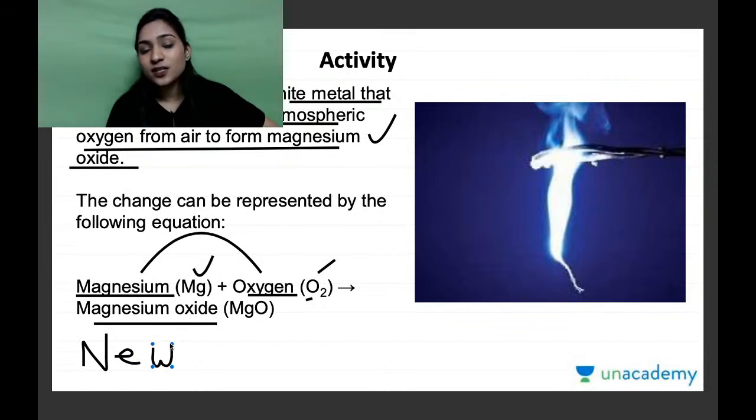New substance got formed, and we know that केमिकल चेंज का मतलब ही है कि नया सब्सटेंस बन जाना. न्यू सब्सटेंस बन जाता है तब उसको बोलते हैं केमिकल चेंज, राइट.